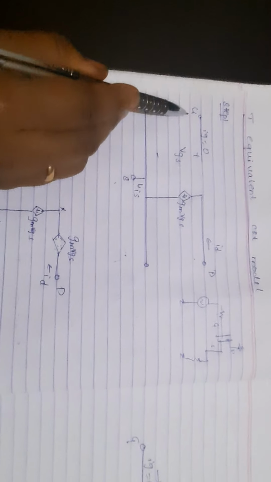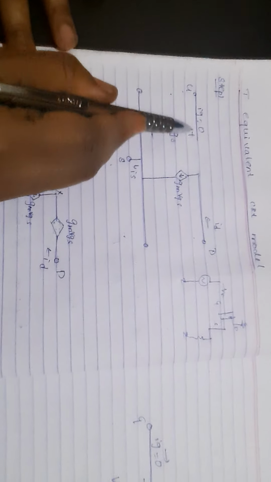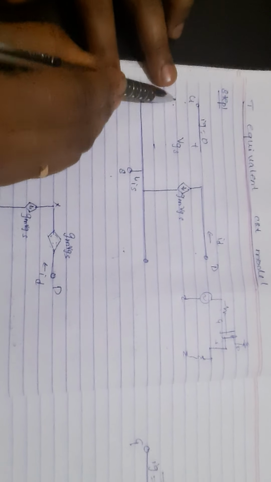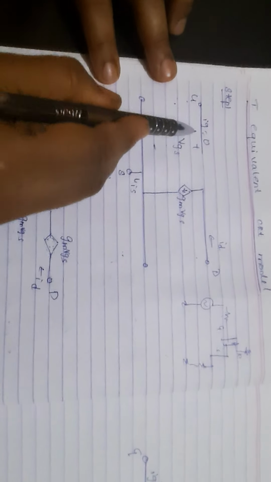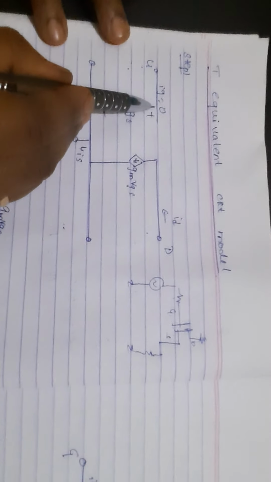This is the gate, where the current flowing will be Ig = 0. The voltage between gate and source is VGS. Ig, the current at this point, is 0. Why is the current 0 at this point?